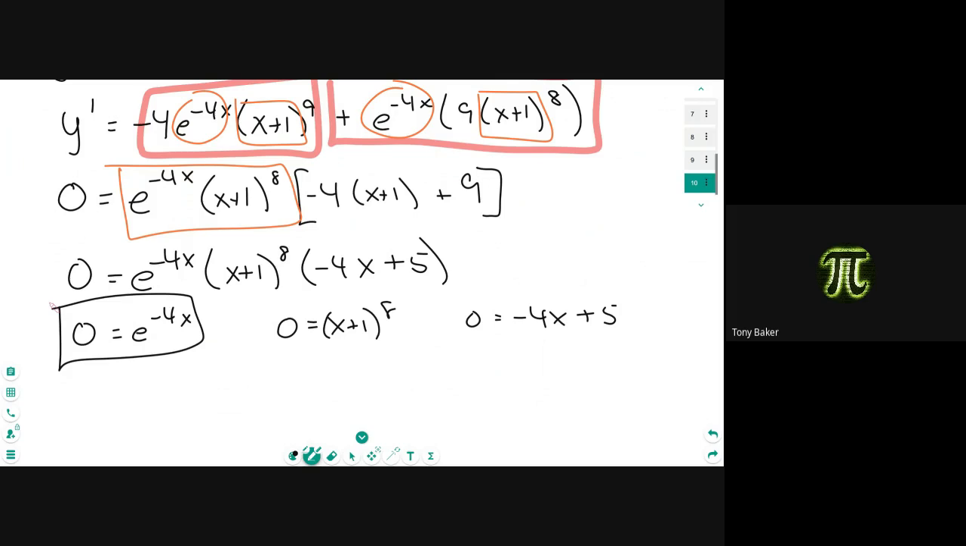Can that happen? No. There's nothing I can raise e to the power to get 0. That's where the asymptote is. So that gives me nothing. This one, x is -1. And this one, x is 5/4.